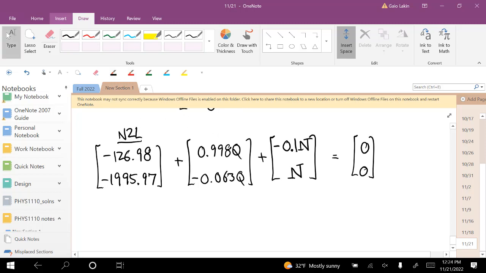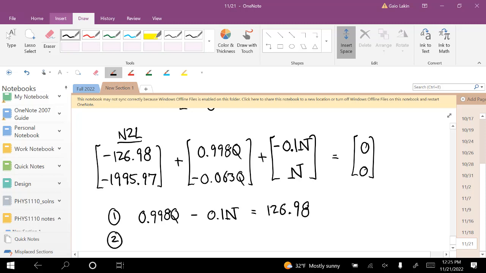And so we have two equations. The first one says 0.998 Q minus 0.1 N is equal to 126.98. The second one says negative 0.063 Q plus N is equal to positive 1995.97.